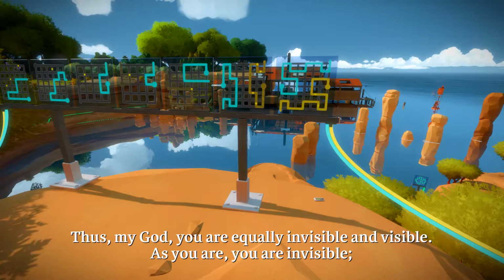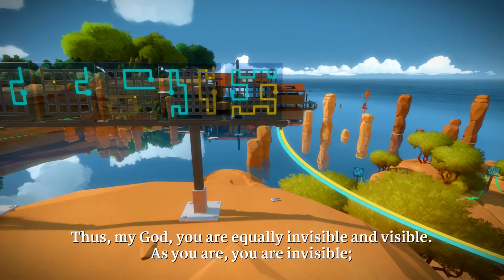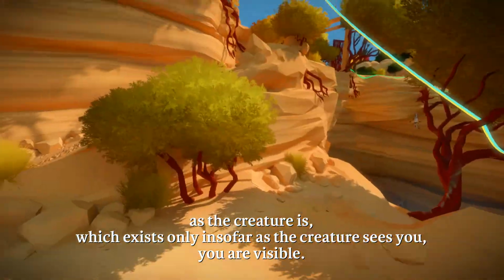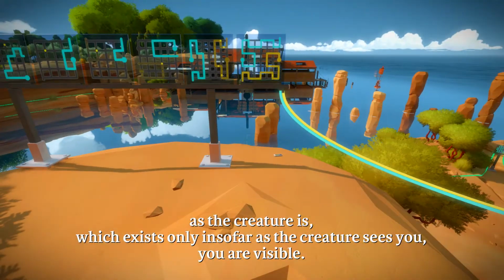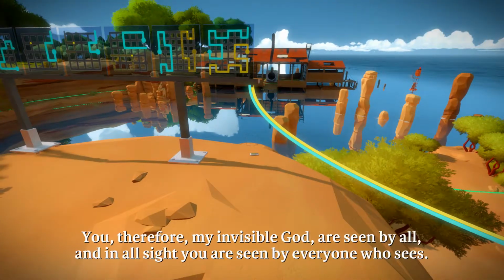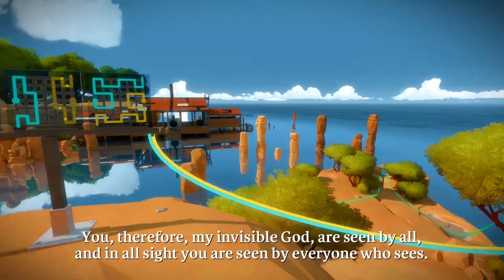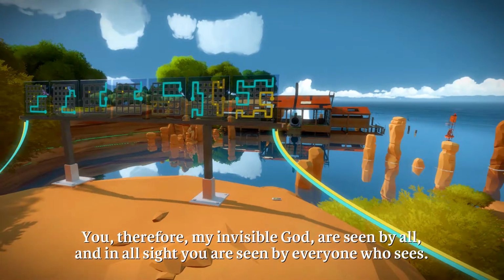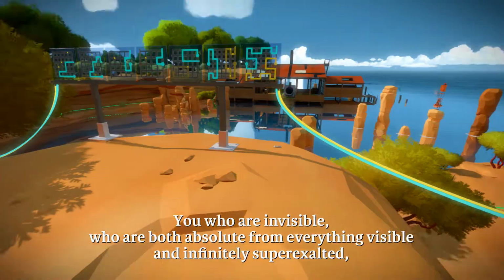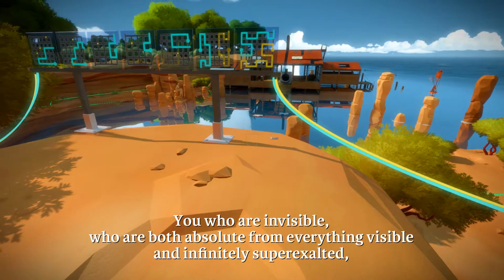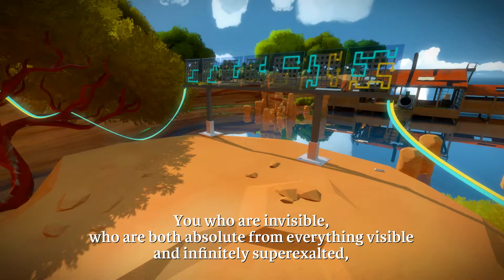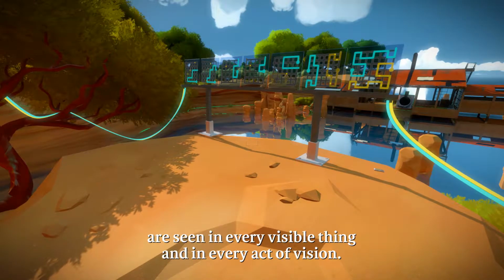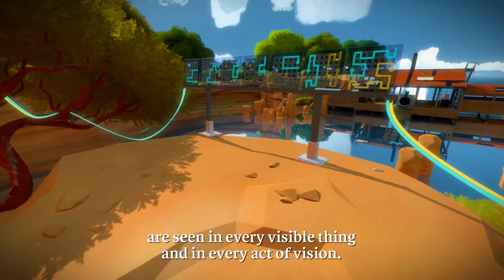Thus, my God, you are equally invisible and visible. As you are invisible, as the creature is, which exists only insofar as the creature sees you, you are visible. You, therefore, my invisible God, are seen by all, and in all sight you are seen by everyone who sees. You who are invisible, who are both absolute from everything visible and infinitely super exalted, are seen in every visible thing and in every act of vision.